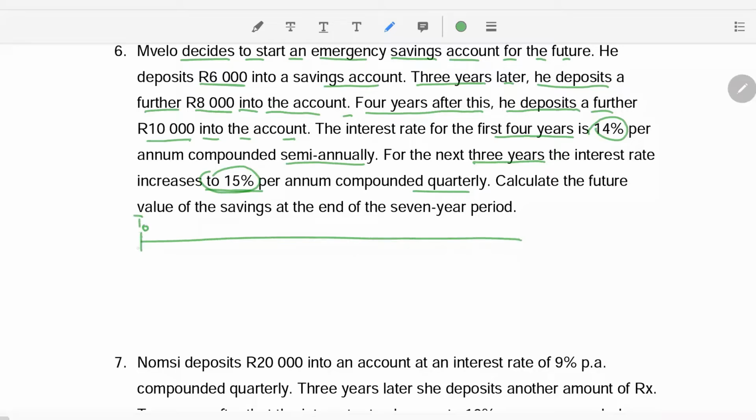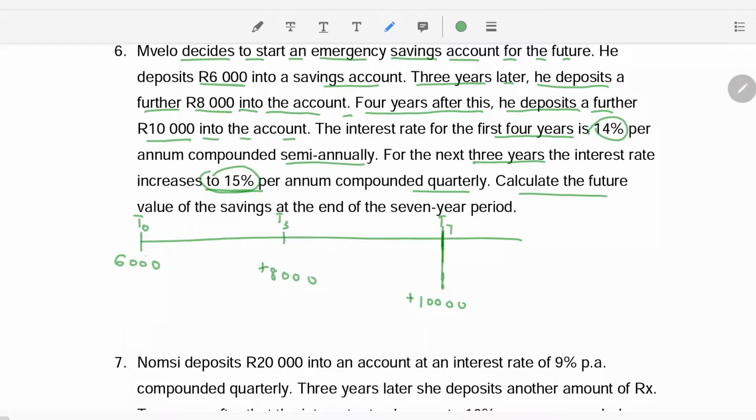So at the beginning of time, 6,000 was deposited into the account. 3 years later, so that is T3, this person adds 8,000 into the account. And then 4 years after this, so 3 plus 4, that would be T7, the person adds 10,000 into the account. And the question is asking us to calculate the value of the savings at the end of the 7-year period. So that means our final point is T7.